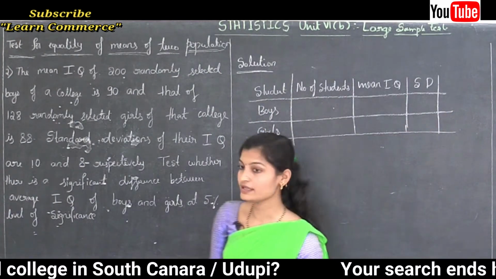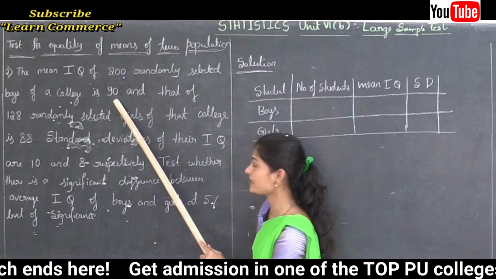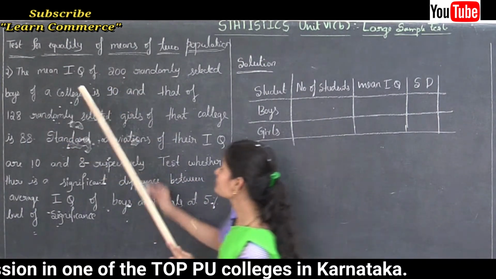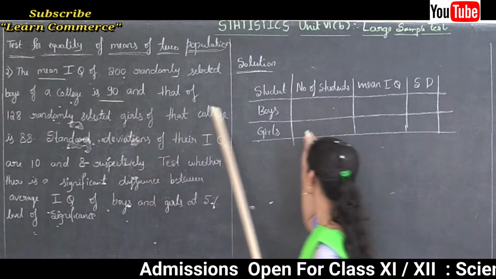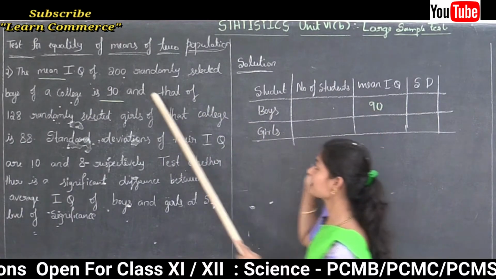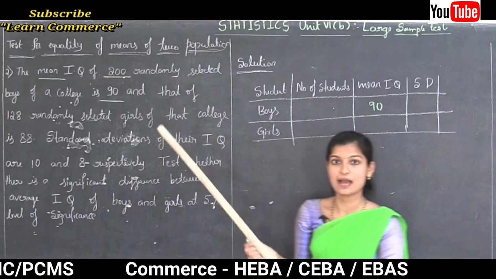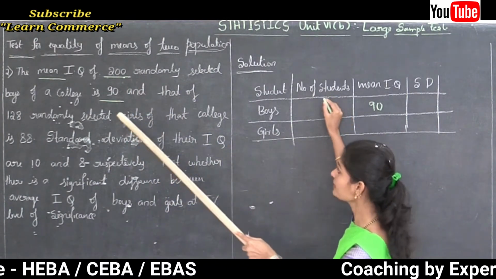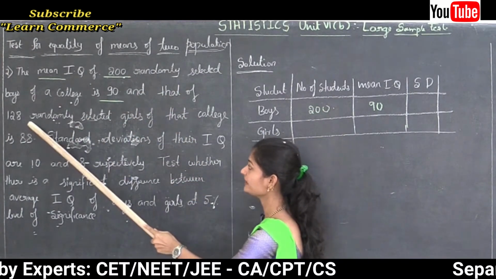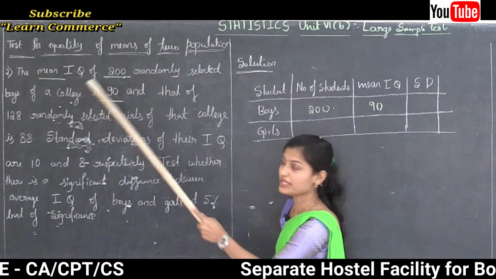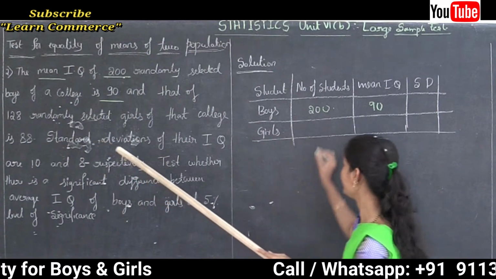See here, the mean IQ of 200 randomly selected boys of a college is 90. In the sense, the mean IQ of boys is 90. So the mean value is 90. Then randomly selected boys, so here the number is 200. Randomly selected means that is the sample size, so the number of students is 200. Next, that of 128 randomly selected girls. That is, the mean IQ of 128 randomly selected girls. So the number of girls is 128.